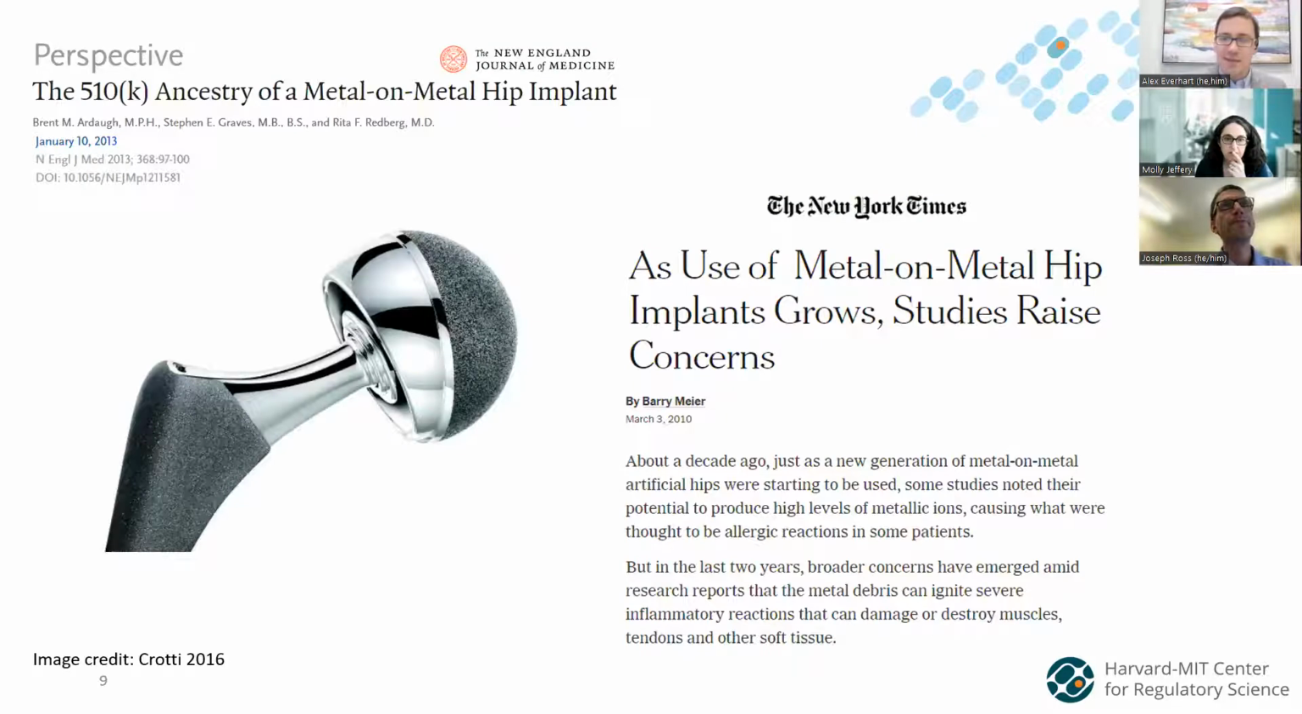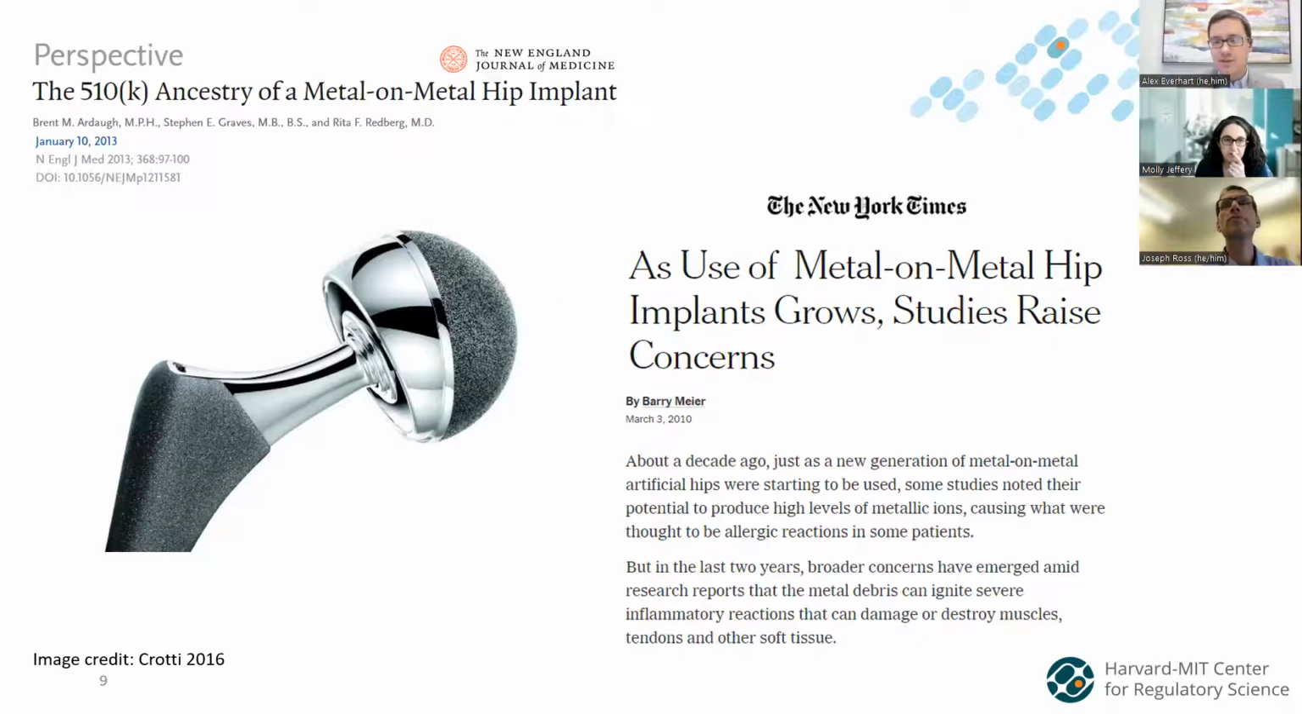A classic example of this is the Dupuy ASR XL metal-on-metal hip implant, which first entered the US market in 2008 without any clinical evidence. After the product entered the market, it was demonstrated that because the metal head and metal cup of this system ground together, dangerous metal ions were released into patients' bloodstreams, and the product was subsequently recalled in 2010.